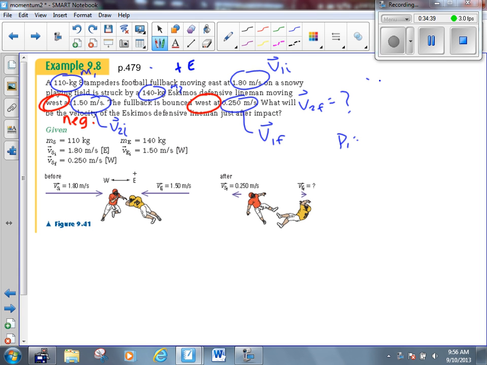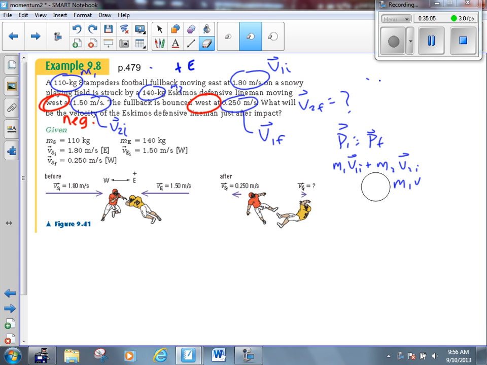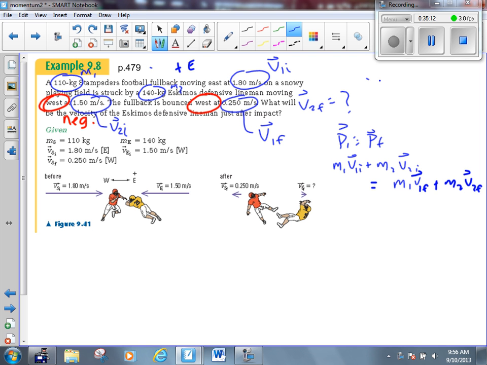So let's set it up. PI is equal to PF. PI is M1 V1I plus M2 V2I. How come I had two terms there? M1 V1I plus M2 V2I. Because there's two players, there's two objects. After the collision has taken place, it's going to be M1 V1F plus M2 V2F. And we have two objects there, so we're going to have two terms there as well.